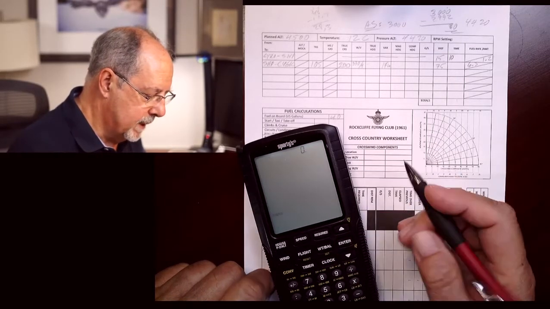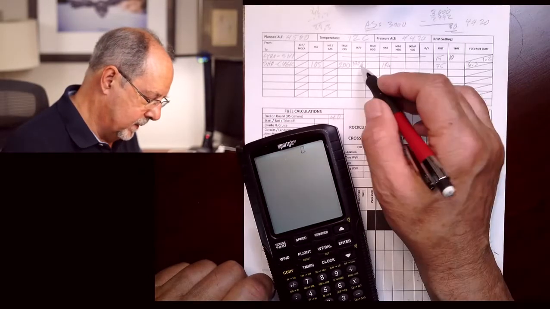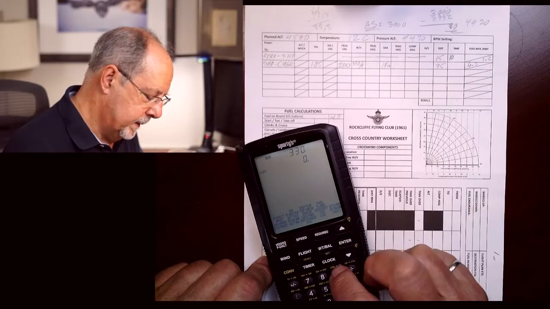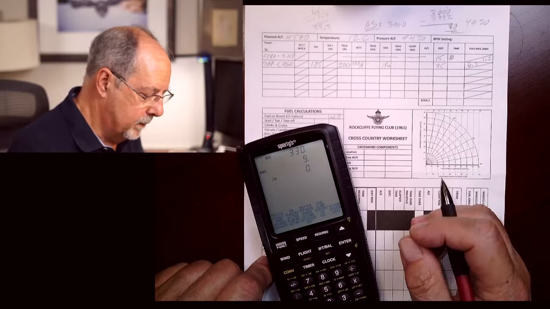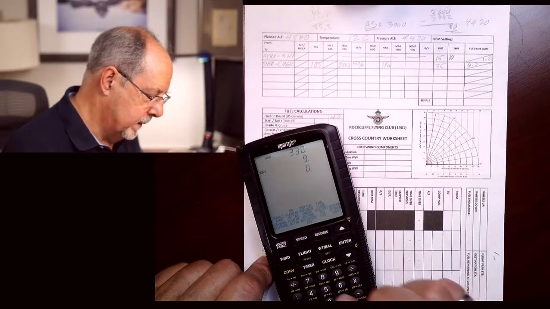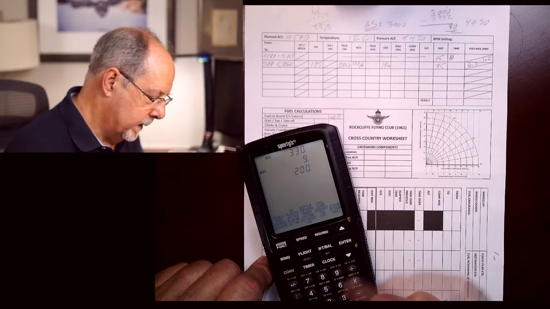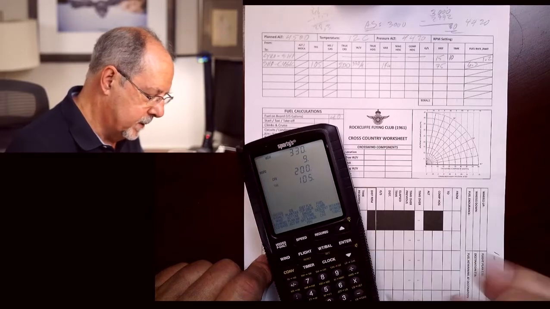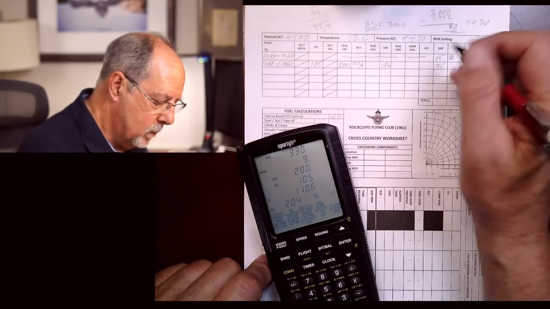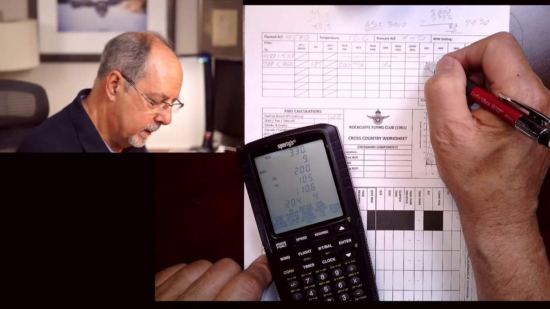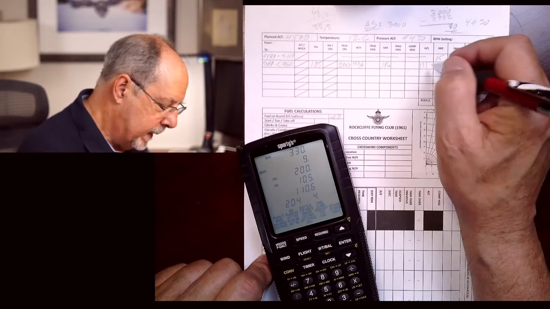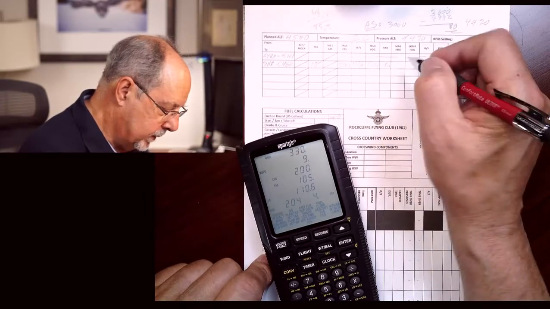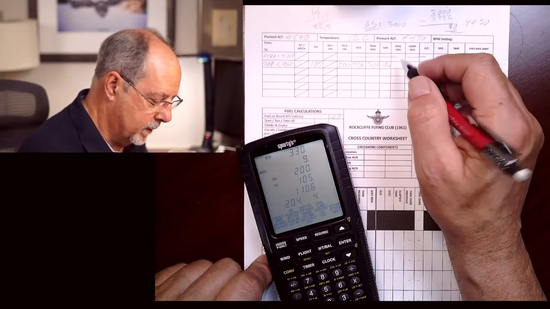What it's asking me first is the wind direction, which is 330. Enter. Wind speed 9. Enter. Course, so that would be true course, is 200. Enter. And our true airspeed 105. Enter. And the answer is ground speed is 111, round it up. And our true heading is 204, with a wind correction angle of 4 degrees.